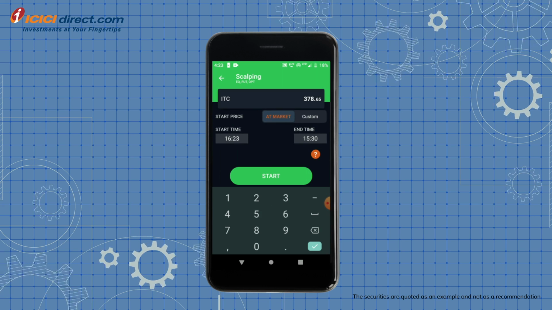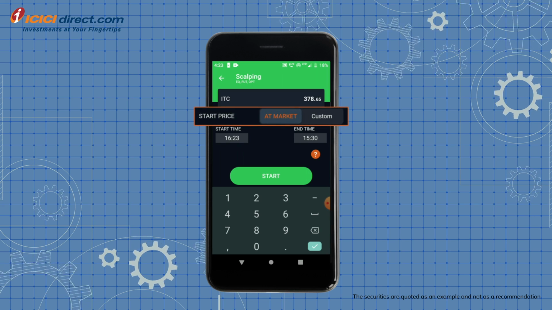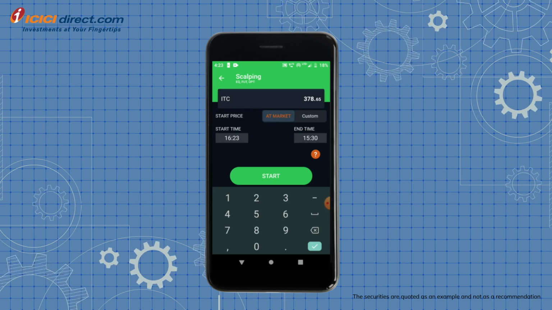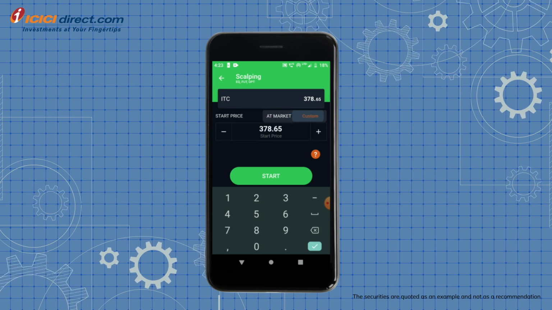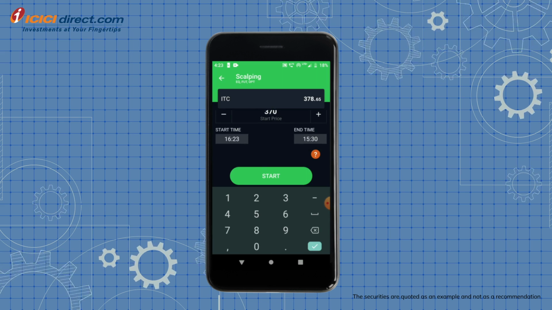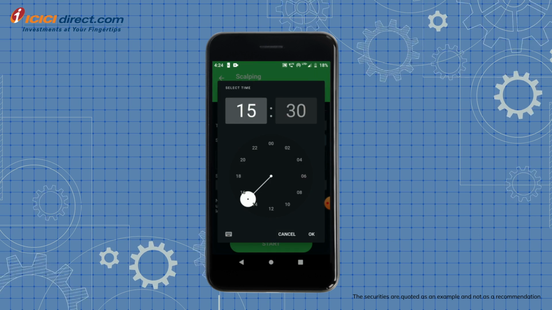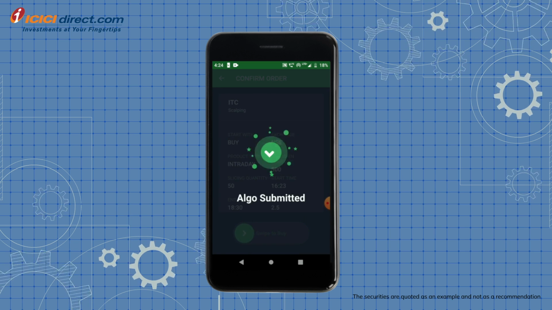After this, select the start price. You have two options here, at market and custom. If you select at market, the first order is executed on market immediately. If you select custom, the first order is sent when the specified start price is reached. Select custom and enter price as Rs 370. Then enter the start time and end time for this algo. Suppose 10:40 AM to 3:30 PM. Click start to place the order.